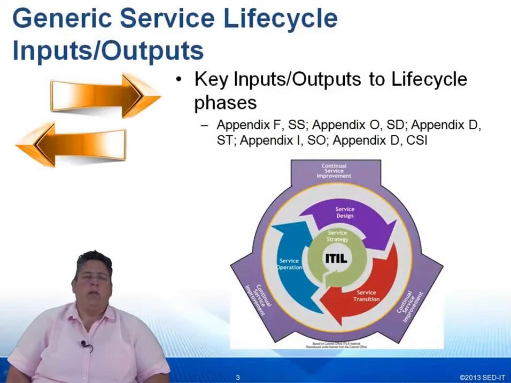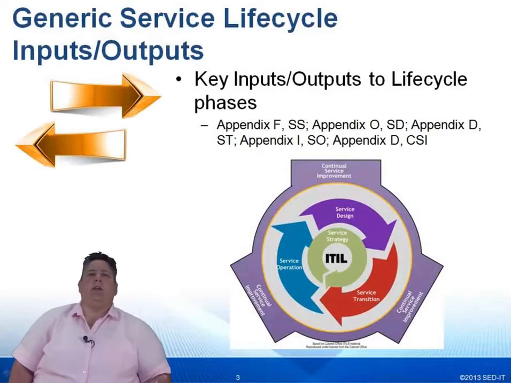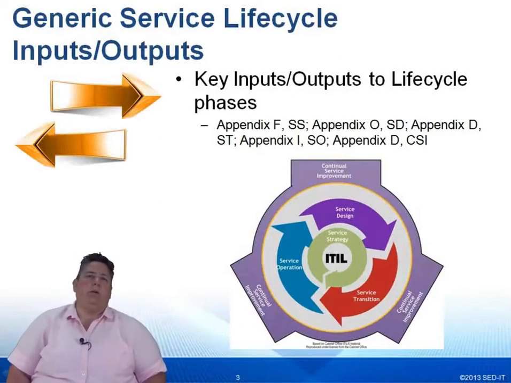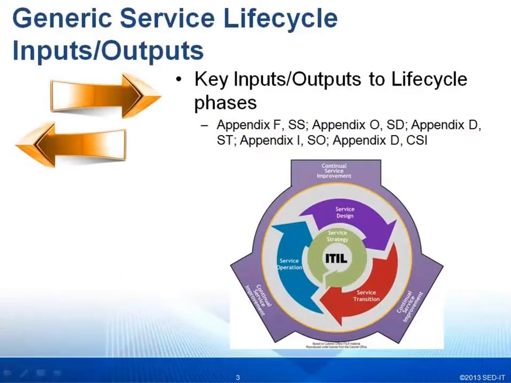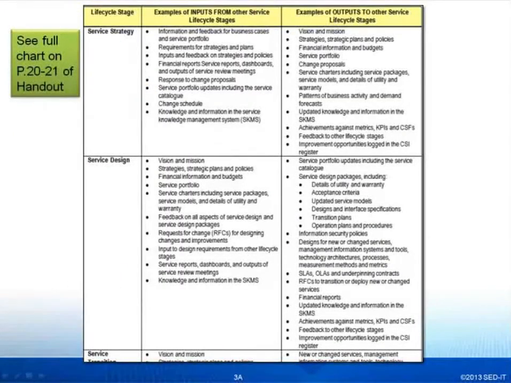So without any more doom and gloom here, let's go ahead and start looking at these inputs and outputs. Now, this first one, the generic service lifecycles inputs and outputs, I've given you on the slide where it is in the actual volumes. So this is the same table that's in strategy, design, transition, operation, or CSI, the various appendices. I've reproduced that diagram for you, of course, with permission, and it is in that handout. So let's just look at that table right now and up front.